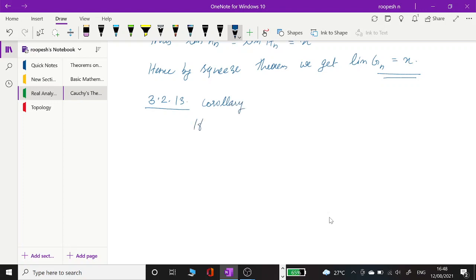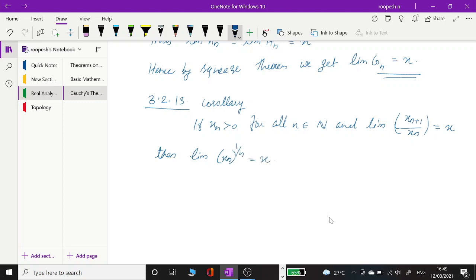If xn is greater than 0 for all n belongs to N, and the limit of xn plus 1 by xn is equal to x, then the limit of xn raised to 1 by n is equal to x.